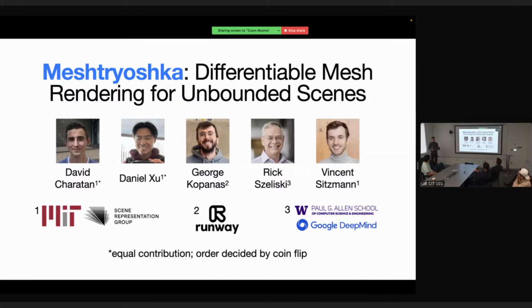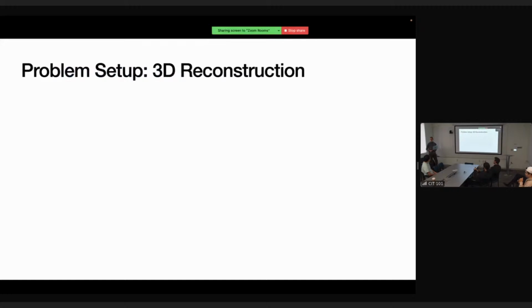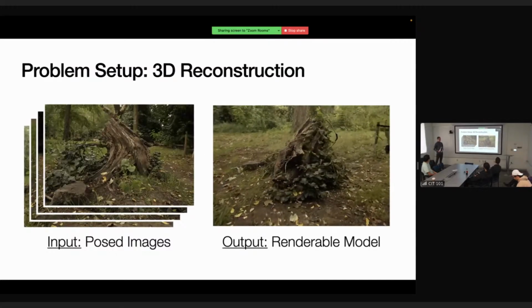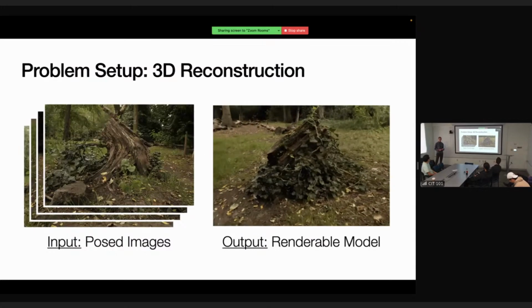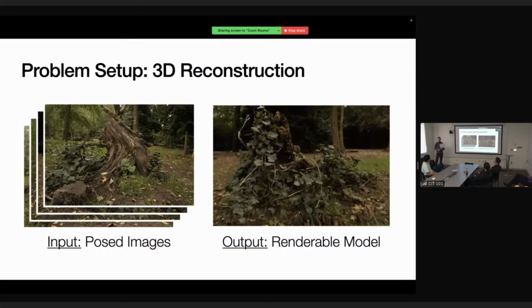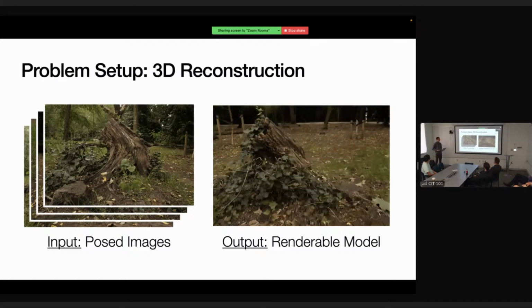Okay. So what is the problem that we are working on? The problem is 3D reconstruction. This is the problem which you're probably all familiar with, where you take posed images as input, and then as output, you get a renderable model of some scene. And this is the same problem as in NeRF, 3D Gaussian Splatting, and a million other papers.